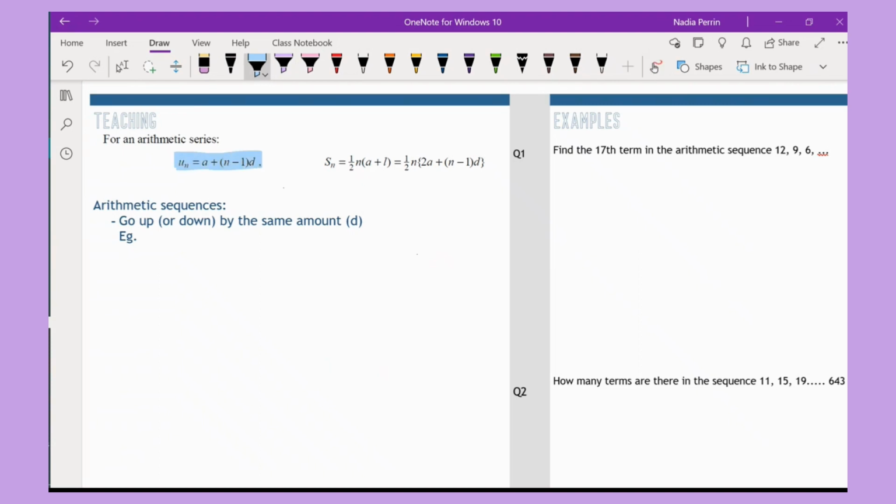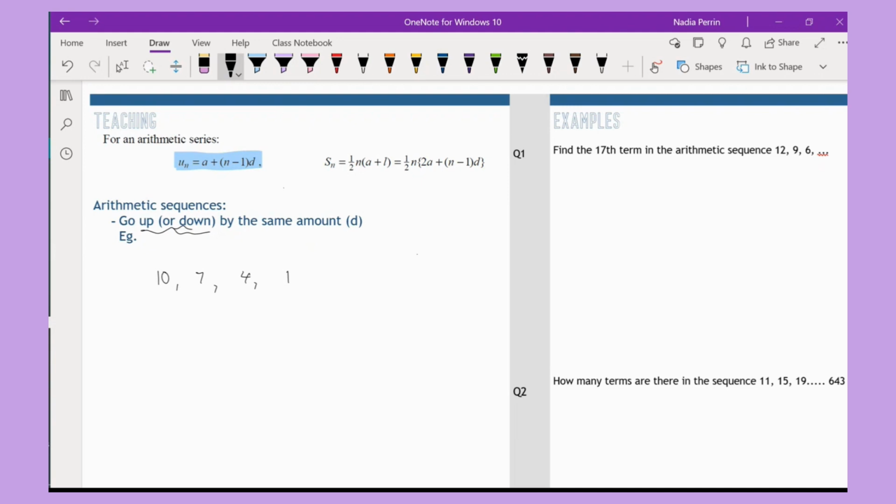So let's talk about what an arithmetic sequence even is to begin with. It's just any sort of sequence which goes up or down by the same amount. So if we take a sequence, let's start at say 10, go down by 3 each time, then that would be an arithmetic sequence.